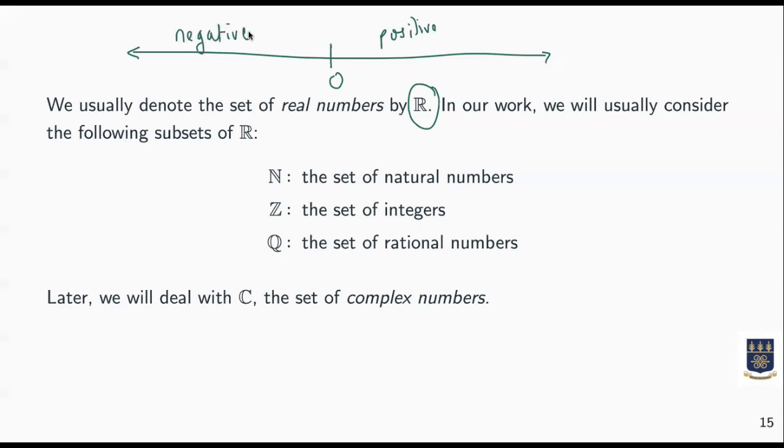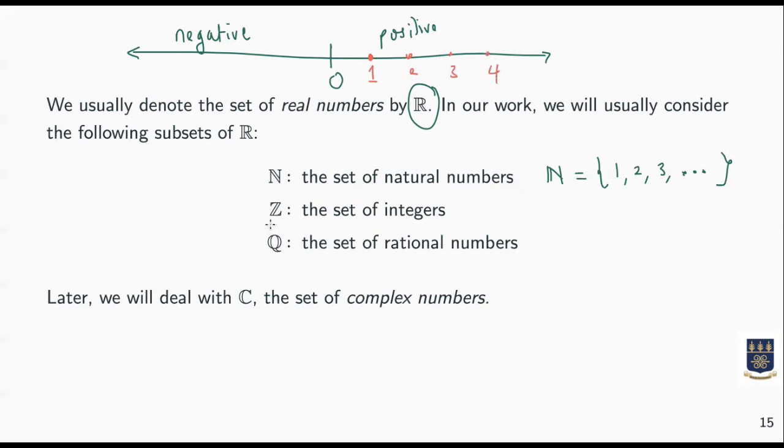Now, we will usually consider the following subsets of R. The first one is the set of natural numbers. So N here is the set of what we call natural or counting numbers. So they start with 1, and then you have 2, and then you have 3, and so on. So N, unlike R, even though it's still infinite, it is countable, because you're starting from here. This is 1, and then you have 2, and then you have 3, and so on.